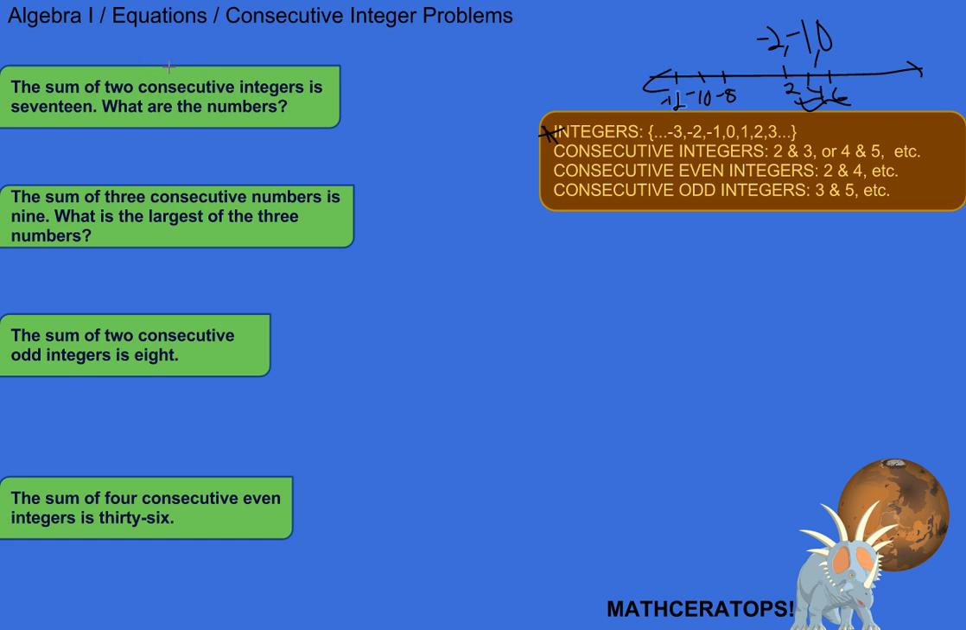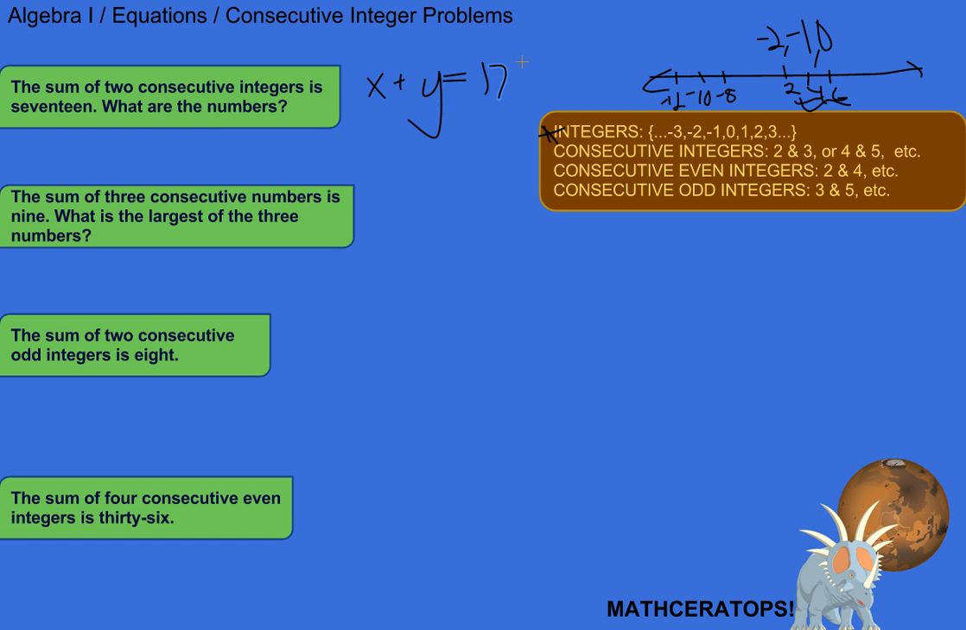So here's the kind of word problem you'll get. The sum of two consecutive integers is 17. What are the numbers? Okay, so there's two numbers whose value we don't know, right? Let's call them x and y. Here's one number whose value we don't know. Here's another one. We don't know that either. There's two of them. And the sum of them is 17. What are the numbers? So we add them, and they equal 17.